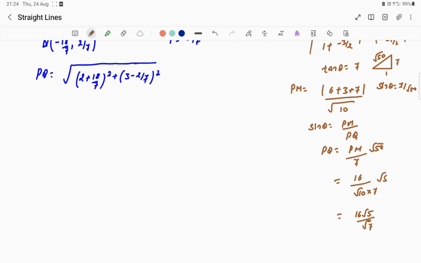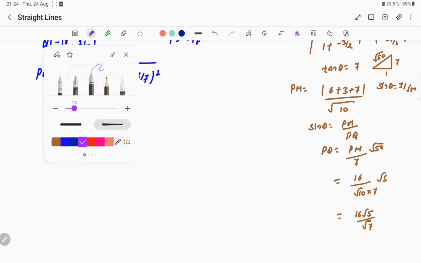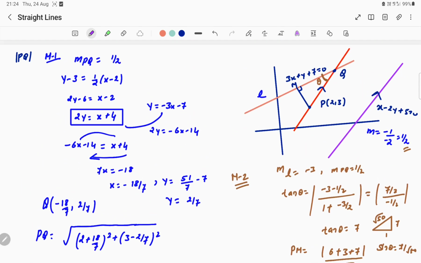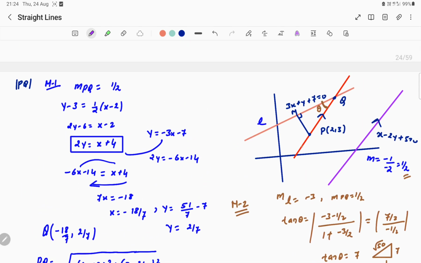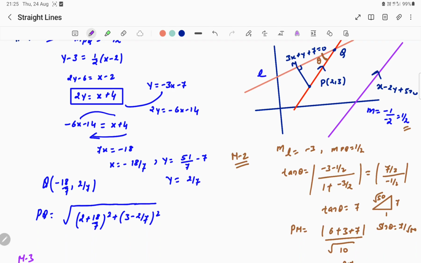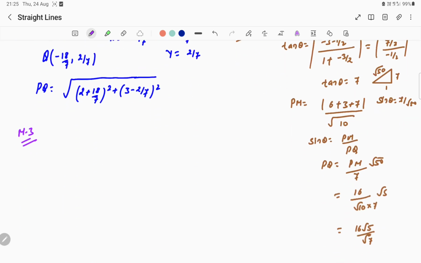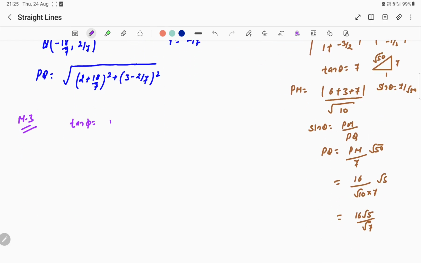Okay, now let's come to the third method, which is the most important and significant one. Third method. What you can do is, since you know the slope of this line, let's call this angle phi. So what is tan phi? Tan phi is basically 1 by 2. Yes, 1 by 2. So make a triangle. This is 1, this is 2, so this is root 5, where this angle is phi.